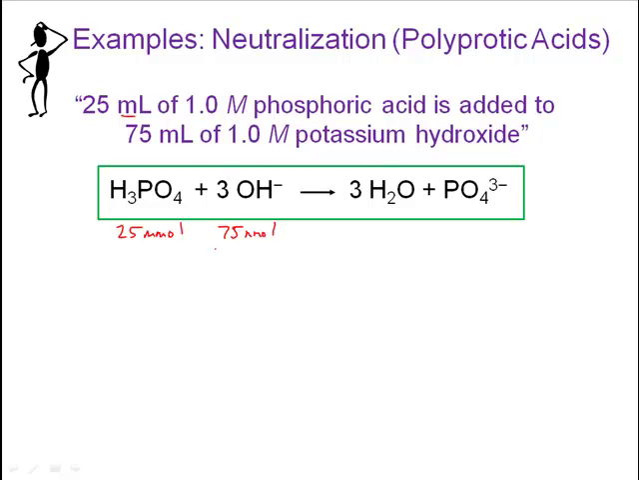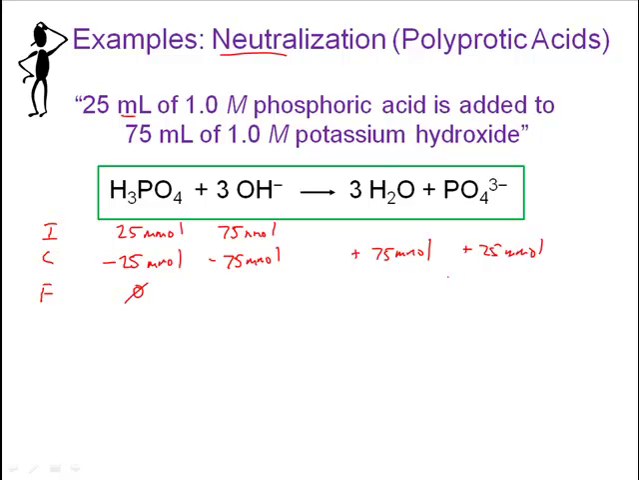Now, since it's a 3-to-1 ratio, if I had 25 of these initially and I want to neutralize it, my final amount is going to be 0 if I want it to be neutral, right? Neutral, neutral, neutral. So in this one here, I've got to lose 25. In this one here, we've got to lose 75. Over here, I'm going to gain. How much am I going to gain over there? 75, because you got 3 and 3. 75 millimoles. And how much of this are we going to have at the end here? 25.